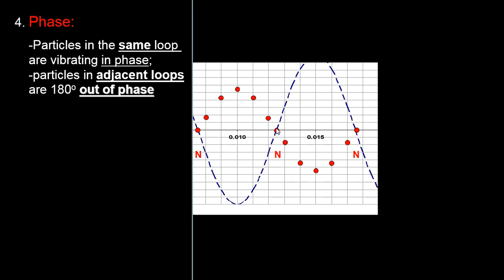What about particles in an adjacent loop or alternate loop? If you look at the particle here and the particle here, when this side of the particles is going up, the other side is going down. So if one is up, one is down, they are exactly out of phase. So we say that there is a phase difference of 180 degrees. So that is a characteristic only seen in standing waves.